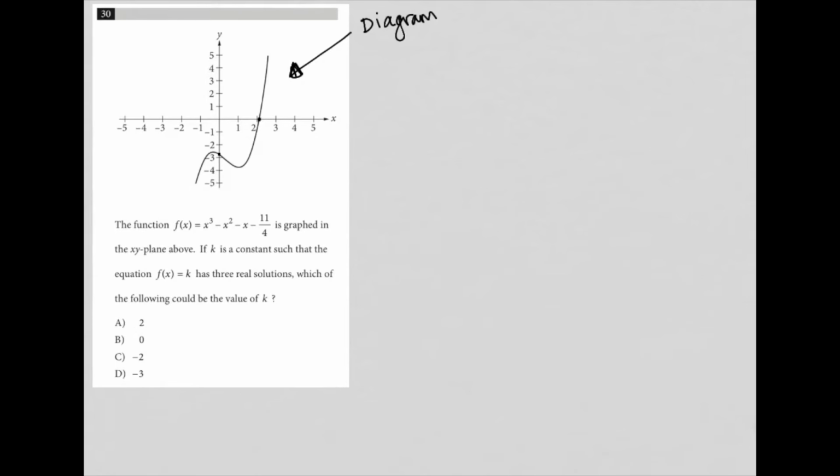So let's read the question. It says the function, and I like to write down equations when I see them. So f of x is equal to x cubed minus x squared minus x minus 11 fourths is graphed in the xy plane above, right? So the shape of this graph is controlled by this function here. If k is a constant such that the equation f of x equals k has 3 real solutions.